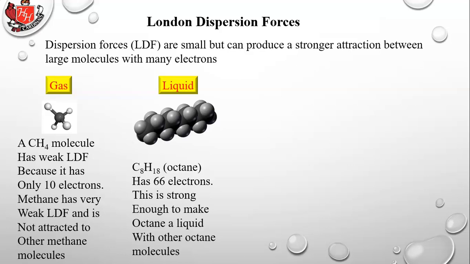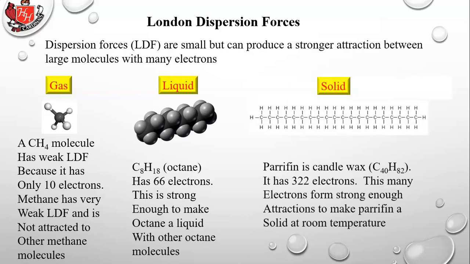Finally, let's look at a very large hydrocarbon. This is called paraffin, and it's candle wax, and it has the formula C40H82. And if you count up all the electrons in that many carbons and hydrogens, you have 322 electrons. This many electrons, all pushed over to one side of the molecule, form strong enough attractions to make paraffin a solid at room temperature. As you know, candle wax is a solid at room temperature, although it can melt fairly easily if you light a match to it.